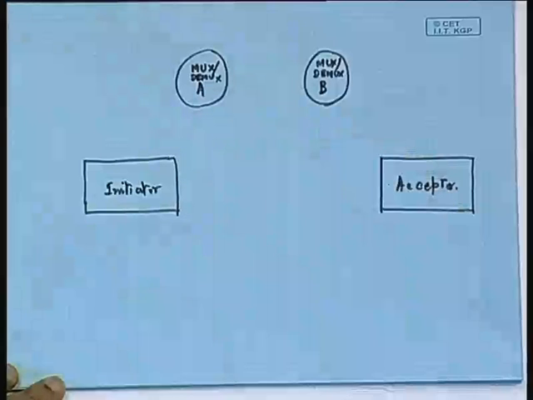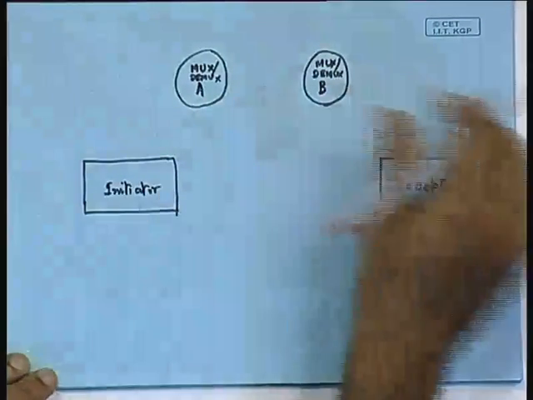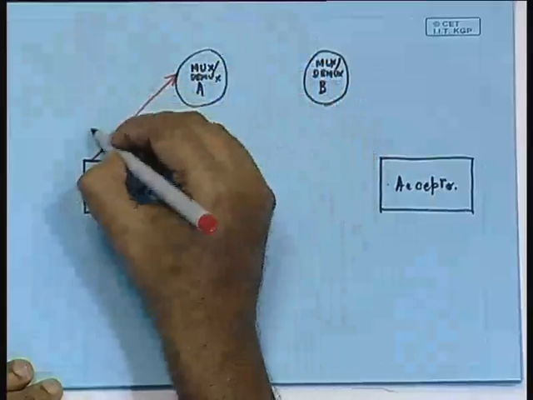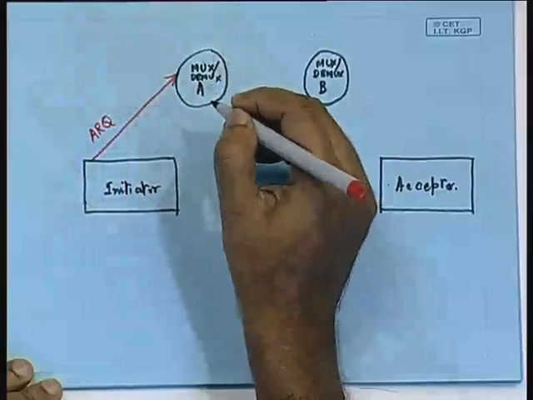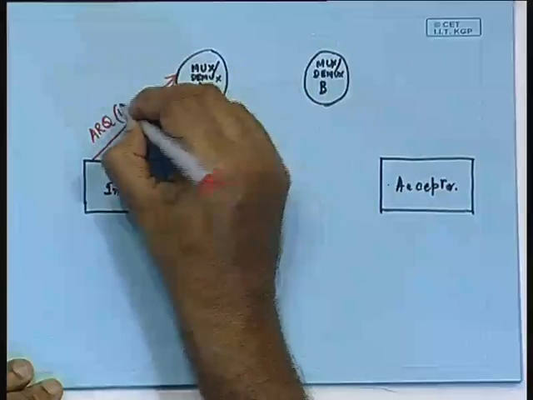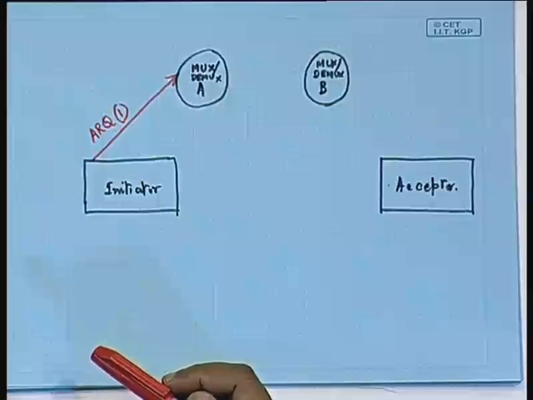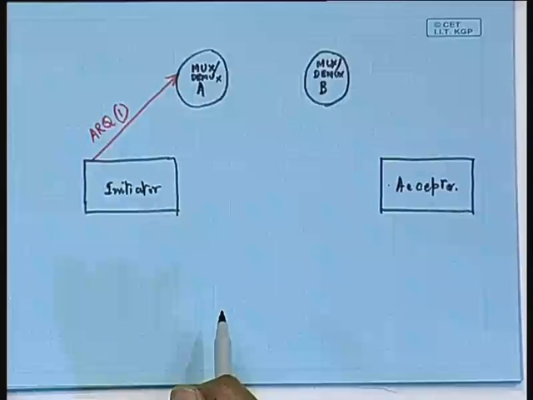Now, how will the sequencing and the call setup be made? It is like this. The initiator first sends an admission request, which in short form we write as ARQ. So, this is step number 1. ARQ is the first signal that will be sent from the initiator to the mux A.